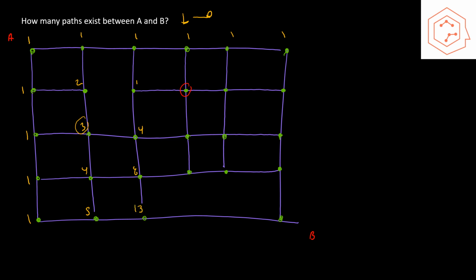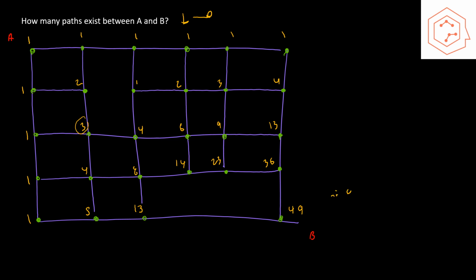Moving on to the right, once again, 1 plus 1 gives us 2. 2 plus 4 gives us 6. 6 plus 8 gives us 14. Moving on to the right once again, 1 plus 2 gives us 3. 3 plus 6 gives us 9. And 9 plus 14 gives us 23. And moving on to the last column, we have 1 plus 3 gives us 4. 4 plus 9 gives us 13. 13 plus 23 is 36. And this bottom node at B is going to have 36 plus 13, or 49 potential paths.